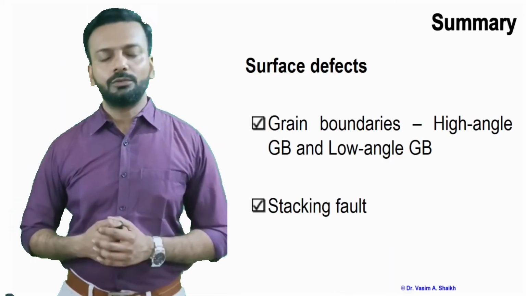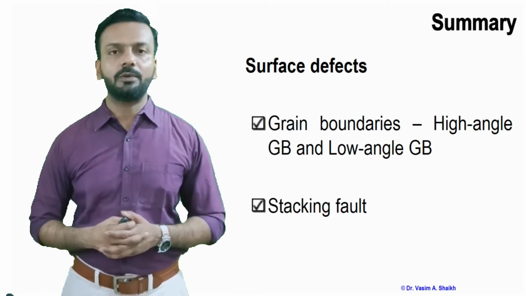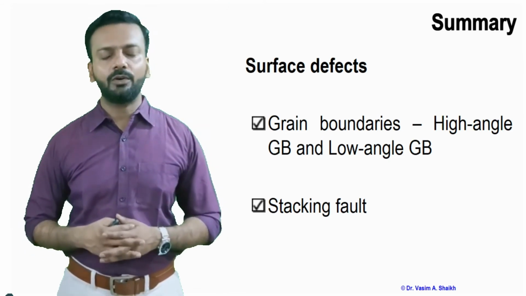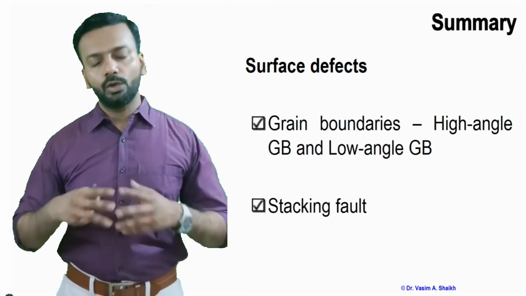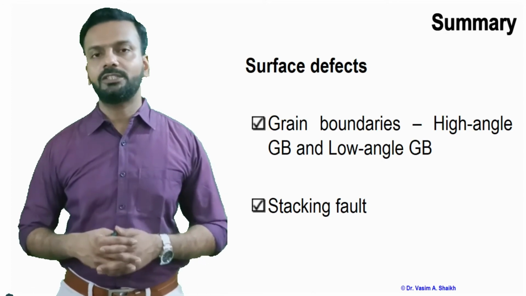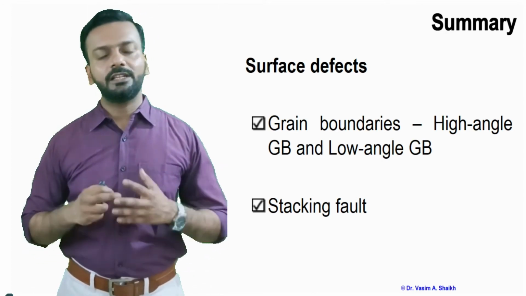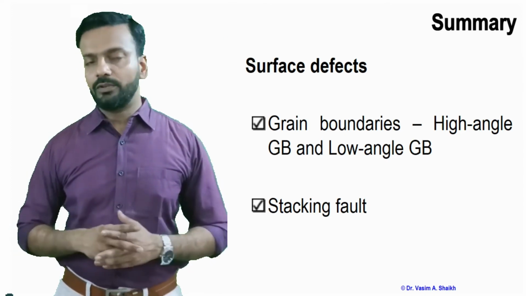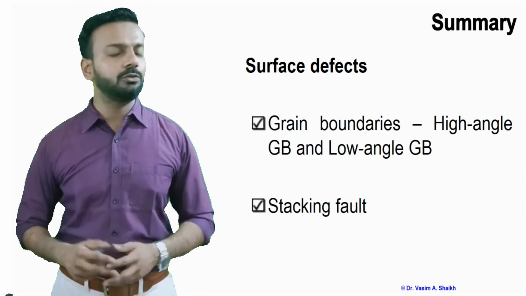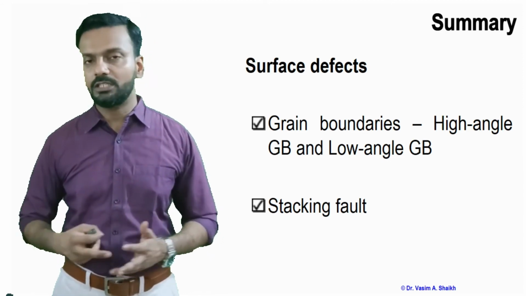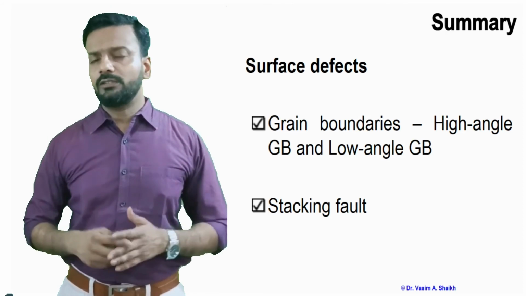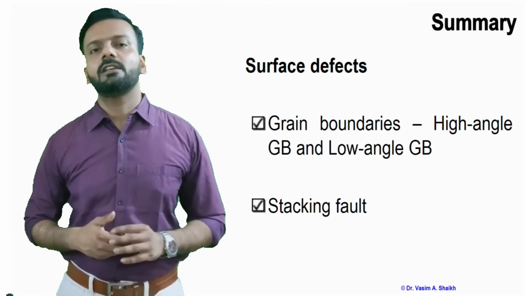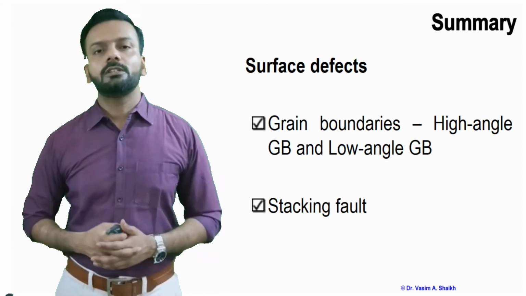Okay, so in this video we have discussed surface defects. We have talked about grain boundaries, high angle grain boundary and low angle grain boundary. In a low angle grain boundary, the angle of misorientation is less than 15 degrees. In a high angle grain boundary, the angle of misorientation is greater than 15 degrees. Grain boundaries are formed during the solidification process. You can't avoid the formation of grain boundaries in a polycrystalline material. Grain boundaries have a lot of energy concentrated in them, and they are highly reactive.